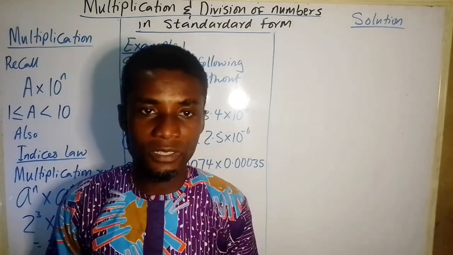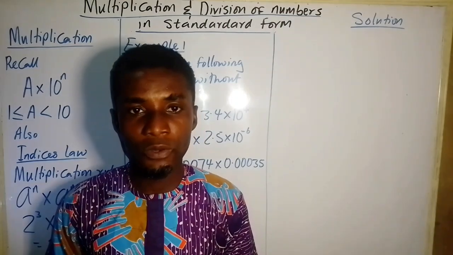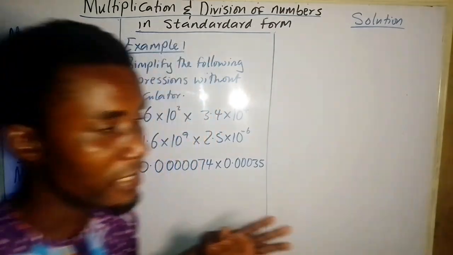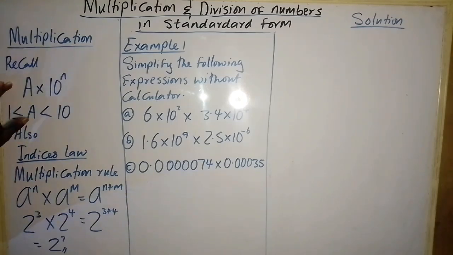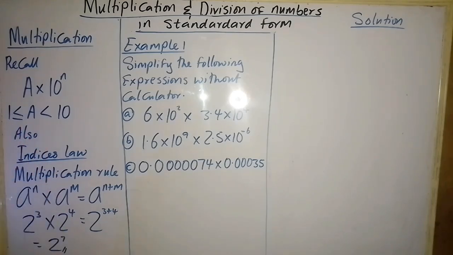I told you from our previous class that standard form is a way of expressing a very large number or small number in an easier manner. And this manner we're talking about can be expressed mathematically as thus. Standard form can be expressed in this form: a times 10 raised to power n, where a is a number, which we also call a coefficient, which must be greater than or equal to 1 and less than 10.